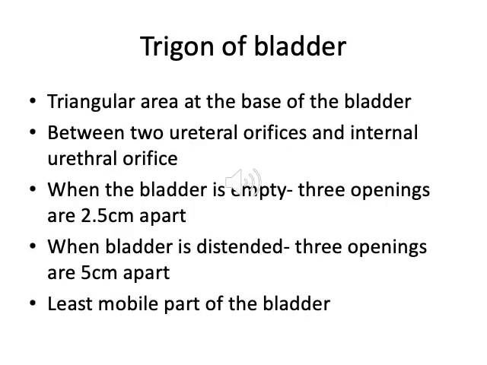The trigone of the bladder is a triangular area at the base of the bladder, situated in between the two ureteric orifices and the internal urethral orifice. When the bladder is empty, the three openings are around 2.5 centimeters apart, and when the bladder is distended, these three openings are around 5 centimeters apart. The trigone is the least mobile part of the bladder.